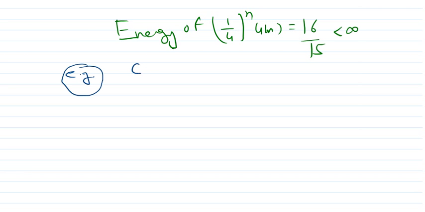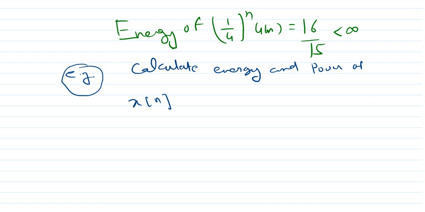So the question is: calculate the energy and power of x[n] equals e raised to the power j10n times u[n]. So how do we calculate the energy and power of this type of signal?